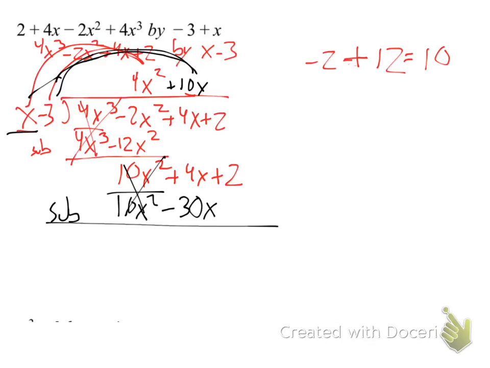4x minus a negative 30x. No, it's not negative 26. It's 34. 34x, bring the 2 along for the ride, and do it again.